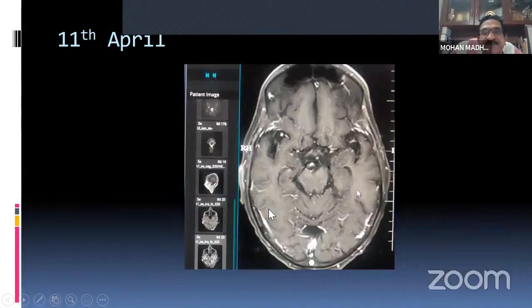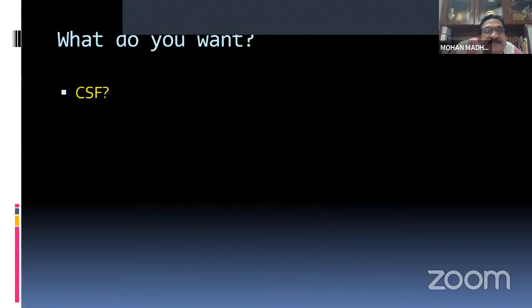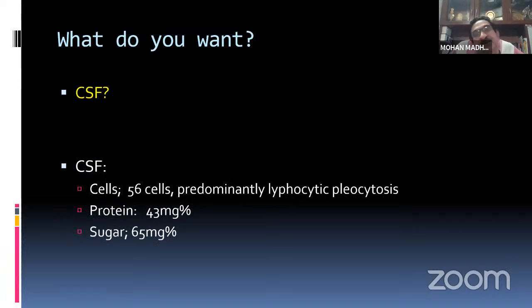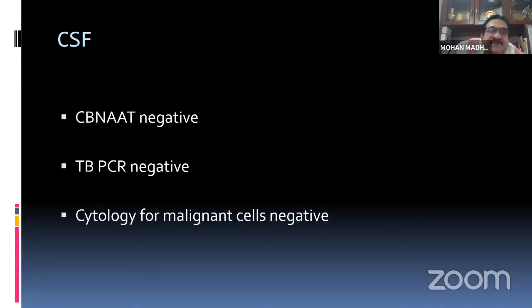Here again, there was some suspicion. So we went for an area of subtle enhancement over the right parietal cortex. CSF was done. CSF showed 56 cells, predominantly lymphocytic pleocytosis. Protein was normal, sugar was normal. CBNAAT was negative, TB PCR negative, cytology for malignant cells was negative.